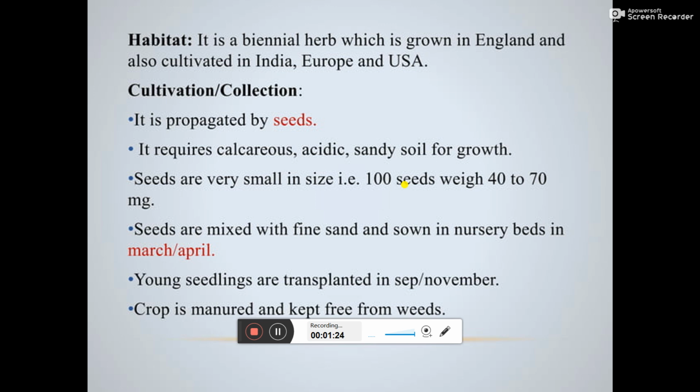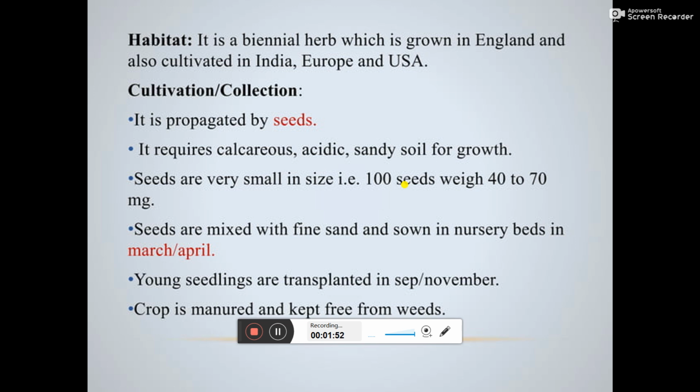Then for the cultivation purpose, this is a biennial perennial herb which is 1 to 2 meters in height, so it requires an altitude of about 1600 to 3000 meters. Temperature condition is 20 to 30 degrees Celsius. Rainfall is 30 to 40 centimeters per annum. This drug is simply propagated by the seedling method. Broadcasting method is generally preferred.